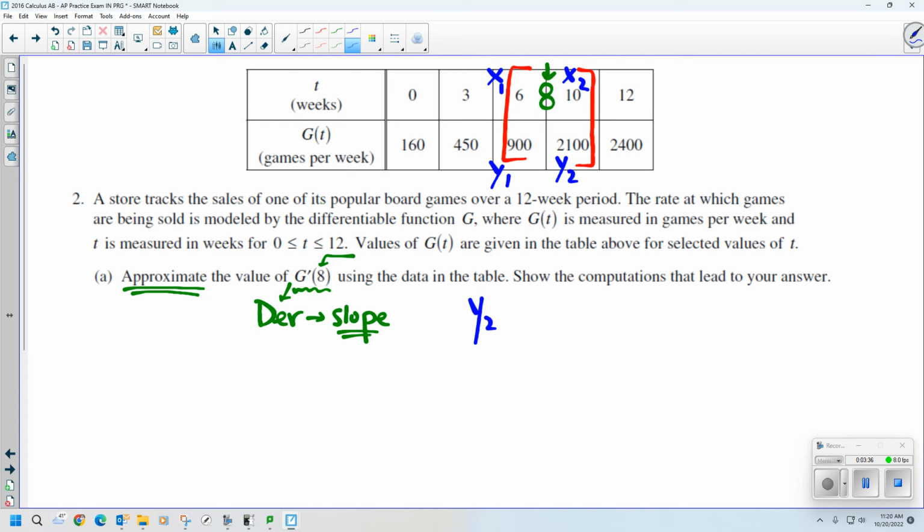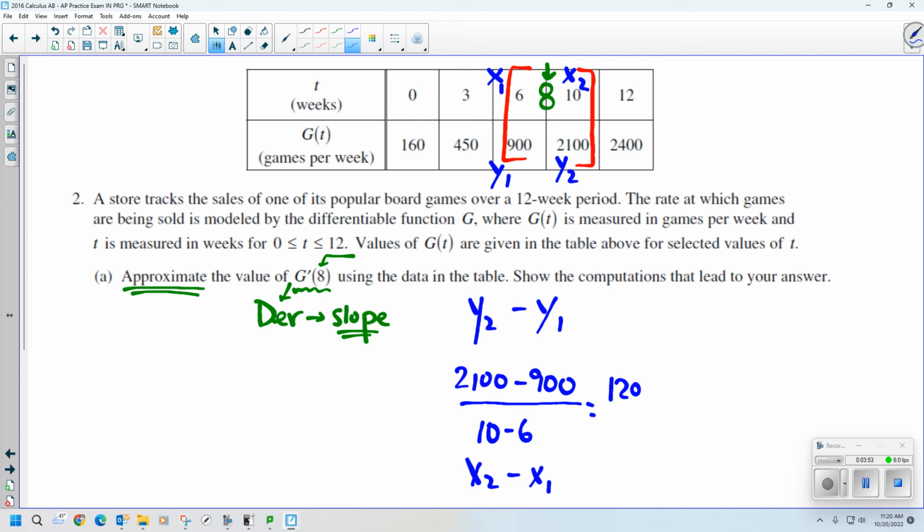And I'm simply going to do the change in y over the change in x. So we'll do 2100 minus 900, over 10 minus 6. That's 1200 over 4. There you go. There it is. Show the computations. There be the computations that lead to your answer.